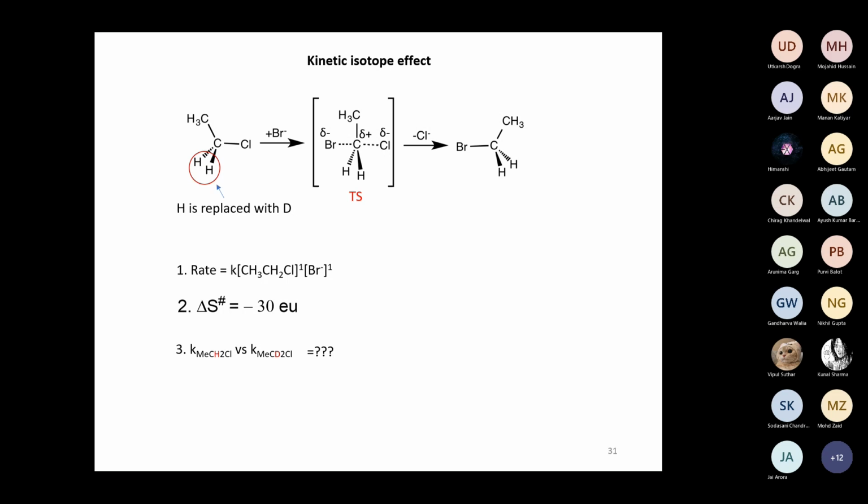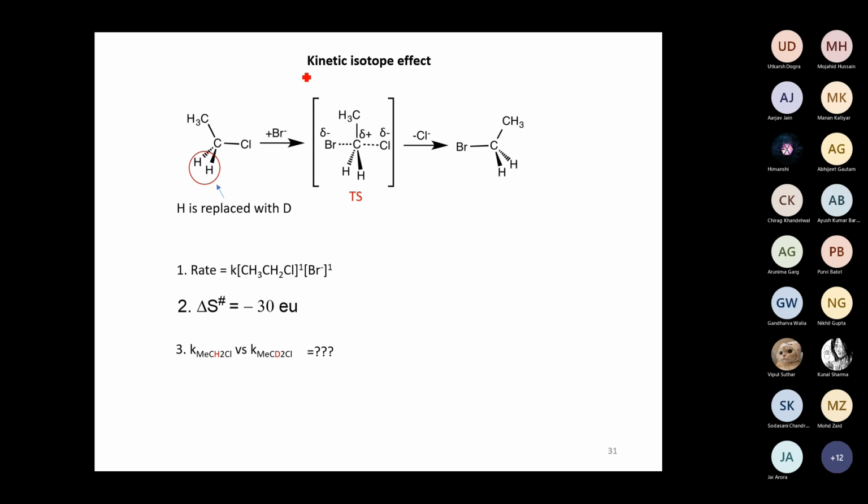So what is an isotope? Elements with the same atomic number but different atomic mass. Good. So basically you have a different number of neutrons, right? One of the common isotope pairs is hydrogen and deuterium.